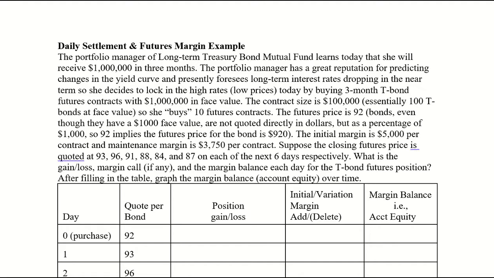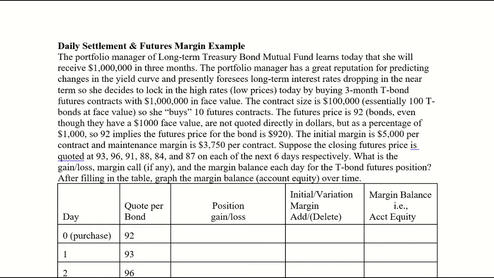Now, the portfolio manager has a great reputation for predicting changes in the yield curve and presently foresees long-term interest rates dropping in the near term. So she decides to lock in the high rates, in other words, low prices today, by buying 3-month T-bond futures contracts. It's buying, actually entering into, okay, but it's slang, buying 3-month T-bill futures contracts with $1 million in face value. So let's look at this a little more carefully.